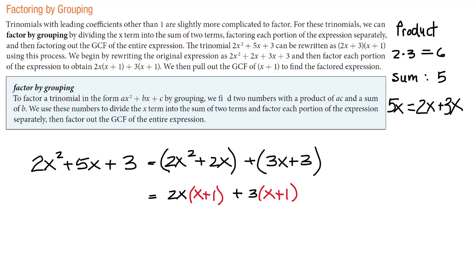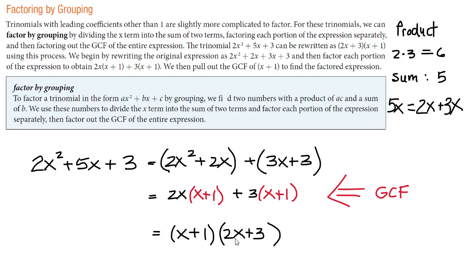Now what I have to do is factor out the greatest common factor of this expression. So the greatest common factor of this expression is x plus 1, isn't it? So that is going to equal x plus 1, and then I have 2x plus 3. So if I multiply 2x and x, if I FOIL this out, I get this middle expression. But notice how I now have two binomial factors.